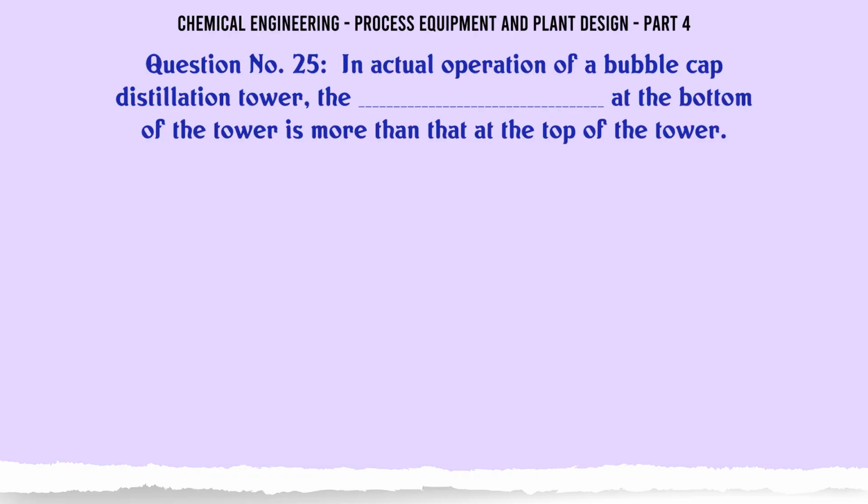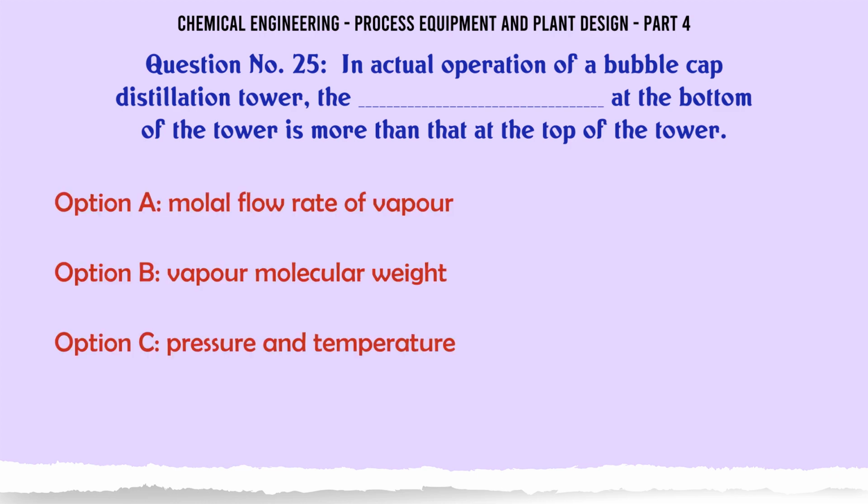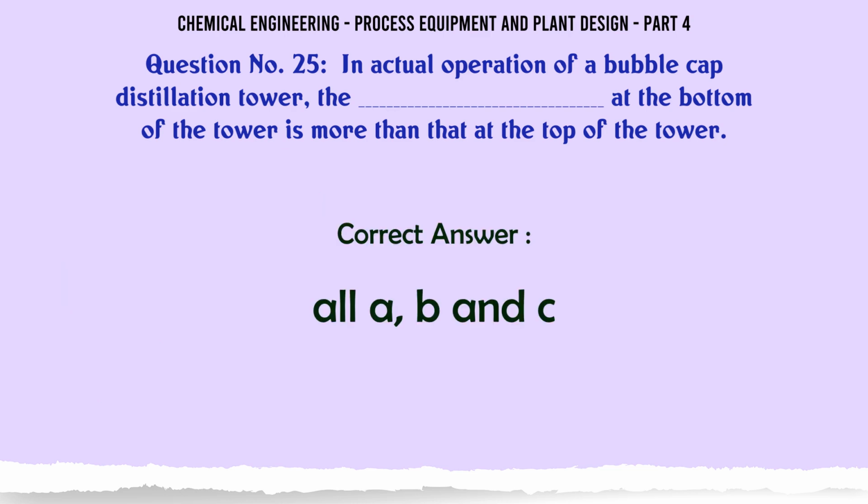In actual operation of a bubble cap distillation tower, the at the bottom of the tower is more than that at the top of the tower. A. Molar flow rate of vapor, B. Vapor molecular weight, C. Pressure and temperature, D. All A, B, and C. The correct answer is all A, B, and C.